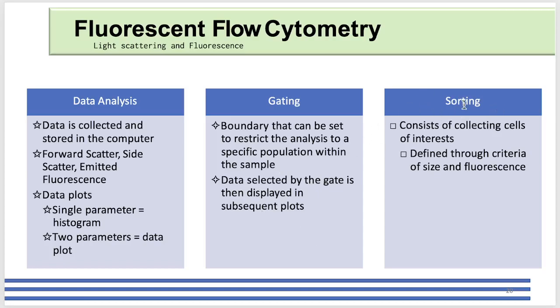And lastly, your sorting consists of collecting cells of interest. So parang kumbaga, sinusort lang natin, defined through a criteria of size and fluorescence. Remember, specific cells will have a specific property, specific sizes, and then meron din silang specific fluorescent na activity. So kumbaga, sinusort natin siya based sa size and fluorescent activities. Kumbaga, sinusort lang natin sila, or sineseparate, or kina-cluster. That's also the appropriate clustering or sorting of your cells.